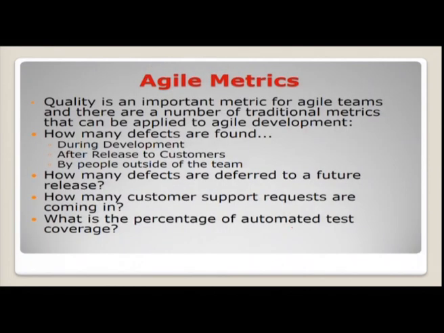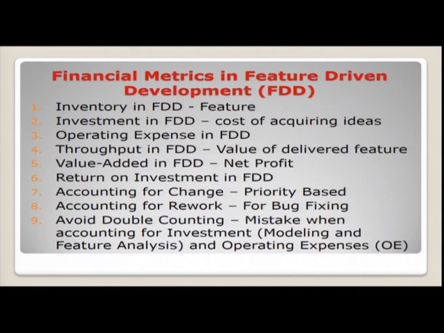Now, in Agile metrics, quality is an important metric for agile teams, and there are a number of traditional metrics that can be applied to agile development. It specifies how many defects are found during development, after release to customers by people outside of the team, how many defects are deferred to a future release, how many customer support requests are coming in, and what is the percentage of automated test coverage. Now let us see the financial metrics in feature driven development.